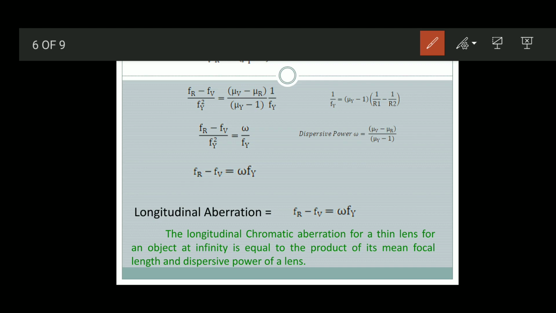Why is it written as 1 by Fy? We know 1 by Fy is equal to (mu y minus 1) into (1 by R1 minus 1 by R2). From that, 1 by R1 minus 1 by R2 can be written as 1 by Fy into (mu y minus 1) into Fy. And Fy squared, how can it be written?